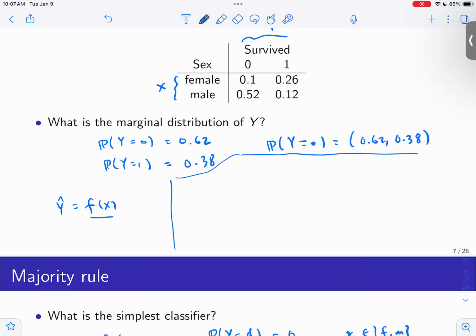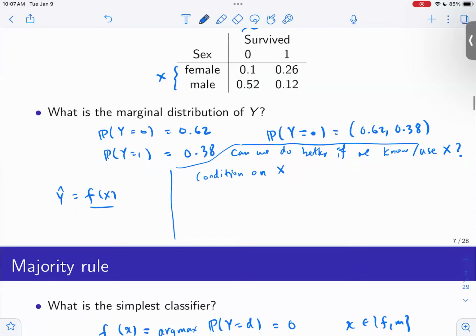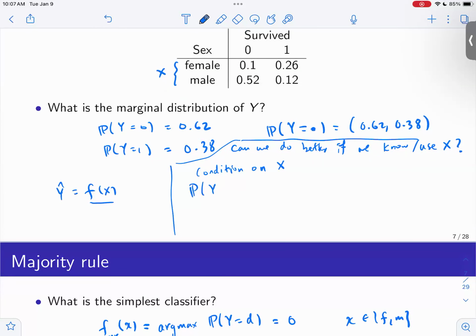So can we do better if we know and use X? The idea then is to condition on X. That's the idea of conditional probability. If I observe X, I condition on X, and it changes the probability of everything else. So instead of computing the probability that Y is equal to 0 unconditionally, I'm now going to condition on X being a certain value.